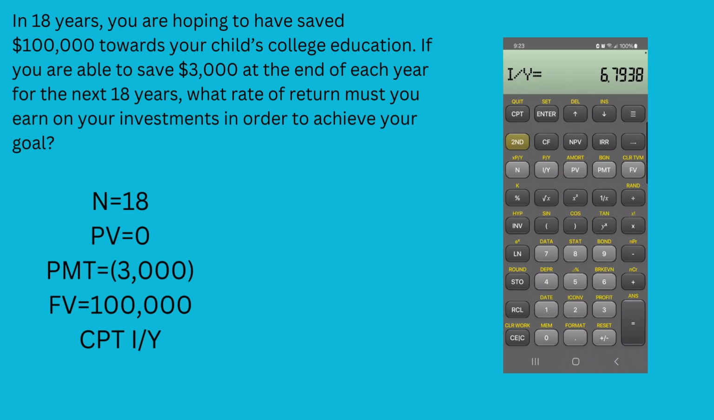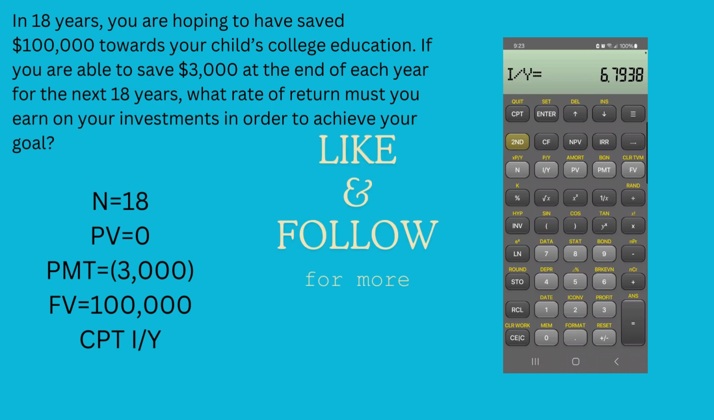Now, very important to keep in mind, if you try to do compute and then I/Y and you get an error 5, what error 5 means on the TI BA II Plus is that you probably did not put in your present value or your payment, whichever it calls for in the problem, as a negative. So that's very important. It means you probably didn't put in either your PV or your PMT as a negative. So just go double check that. So if you get the error 5 thing, don't freak out. That is what the issue is.